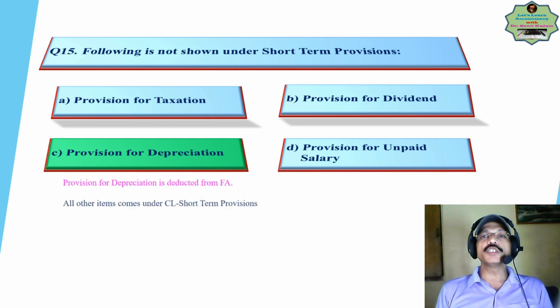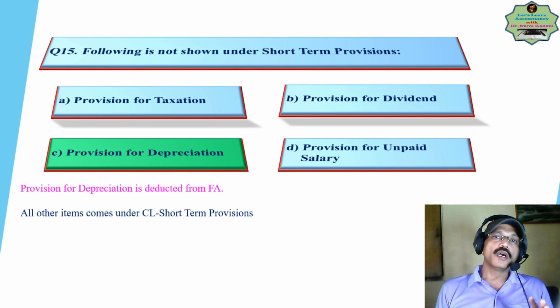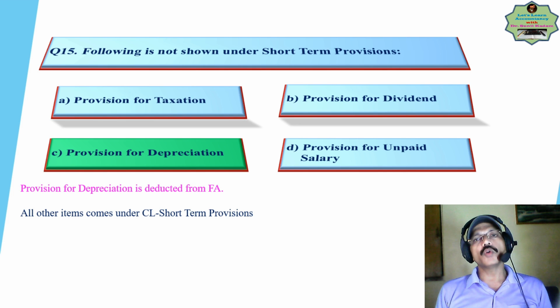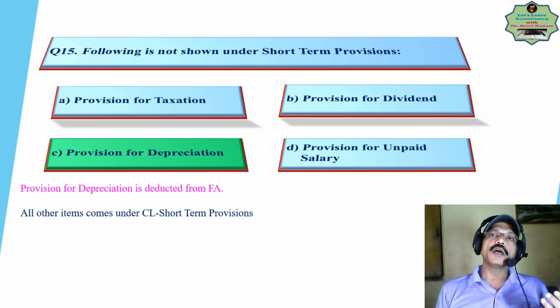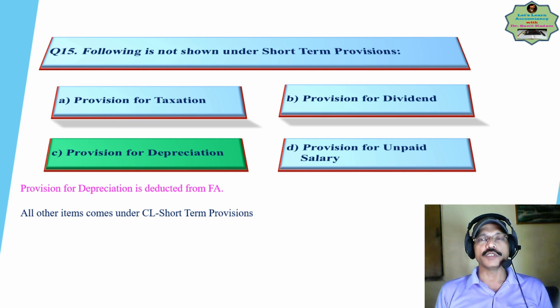So depreciation will be deducted from the original cost of the asset, and in the outer column net block will be shown. Gross block minus provision for depreciation, in the outer column net block, and it will appear under fixed asset, and the fixed asset is shown on the asset side. The remaining three items will be shown under short-term loan and short-term provisions, and it will be shown on the liability side under the heading of current liability, short-term provisions.